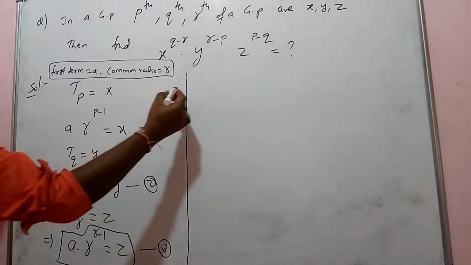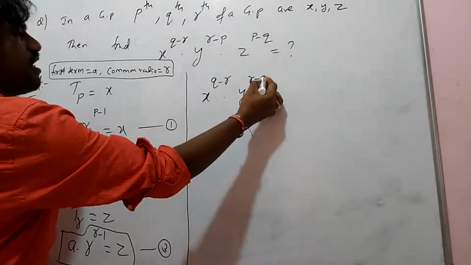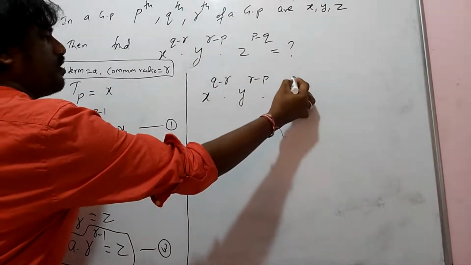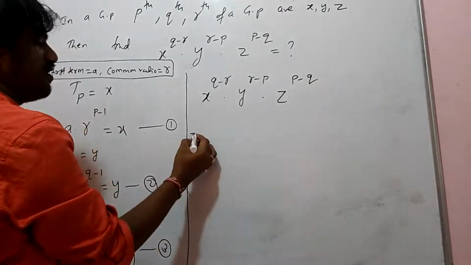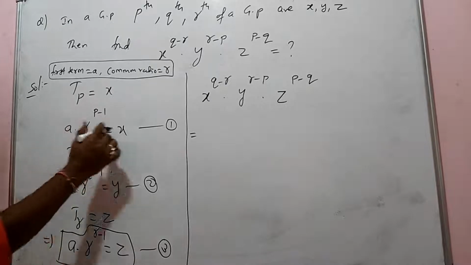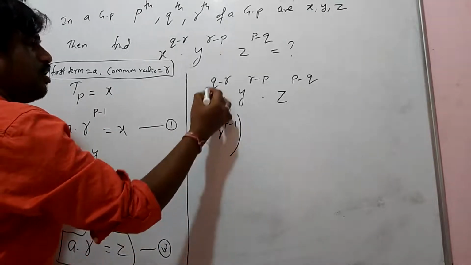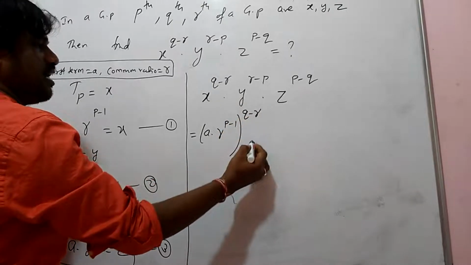We have to prove that x to the power of q minus r, y to the power of r minus p, z to the power of p minus q, and find its value. So what is x we have? X is nothing but a into r to the power of p minus 1, to the power of q minus r.